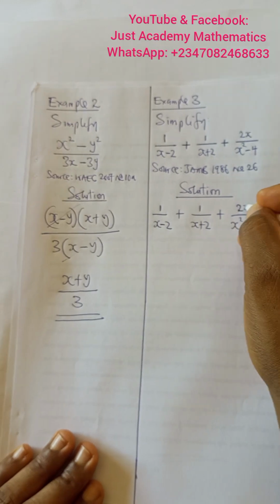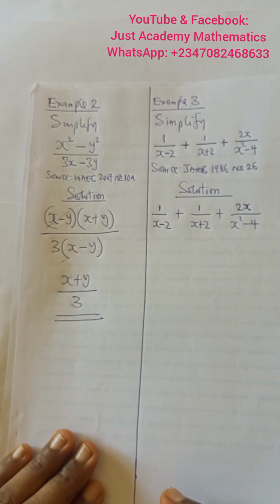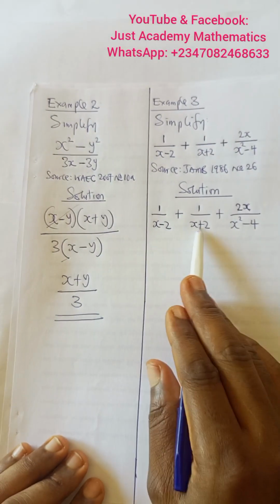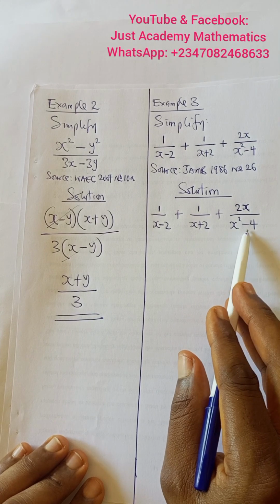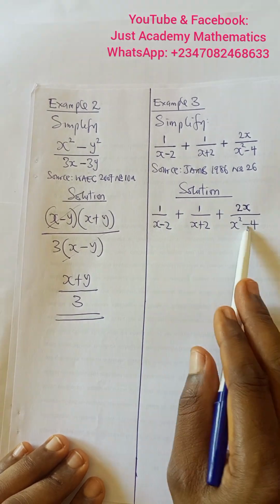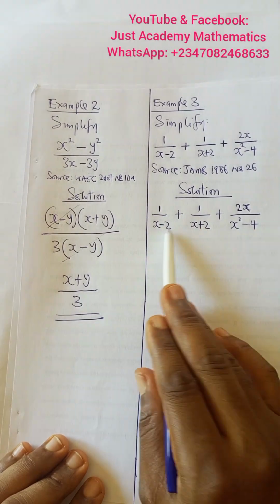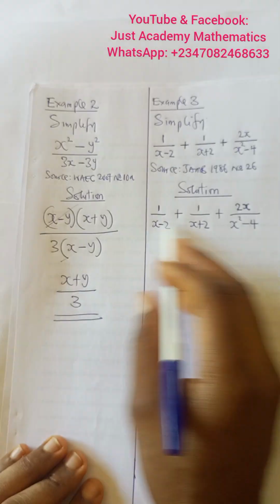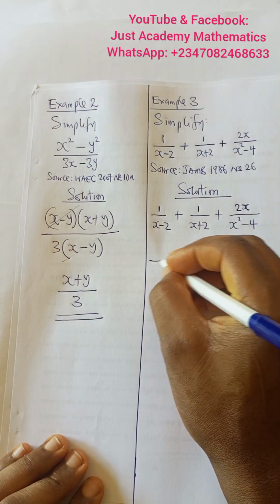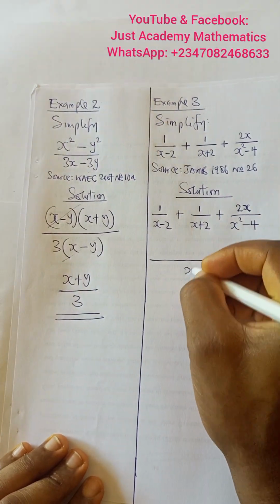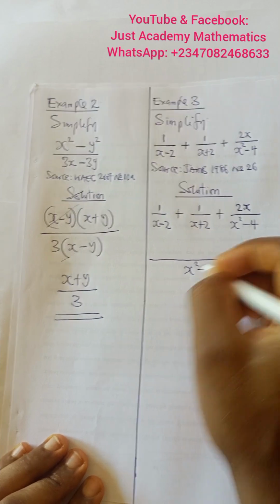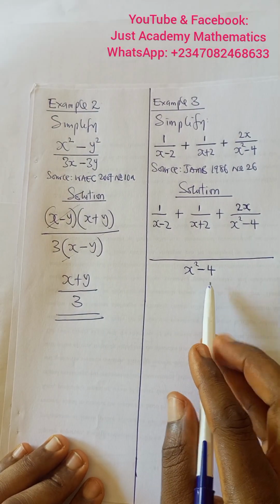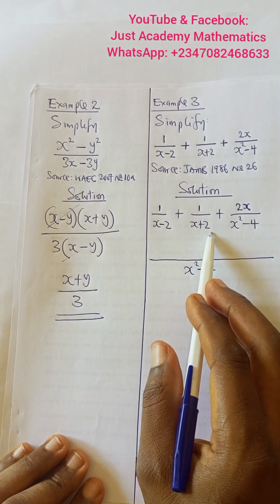Of course, if you have been following this class accordingly, you will know that these two are factors of this. In other words, this times this will give you this. When you multiply these two together, you get this. So the LCM of the whole of this denominator should be s squared minus 4.